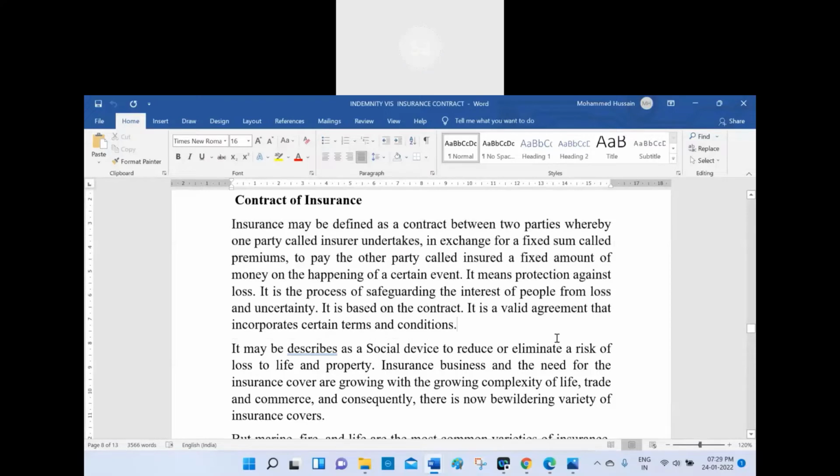Insurance may be defined as a contract between two parties, whereby one party is called the insurer, here the insurance company, and the contract of insurance is in exchange for a fixed sum called the premium, which is the consideration paid by the policyholder to the insurer, who pays the other party, the insured, a fixed amount of money on the happening of a certain event. The event may or may not happen, but first and foremost he has to pay the premium.